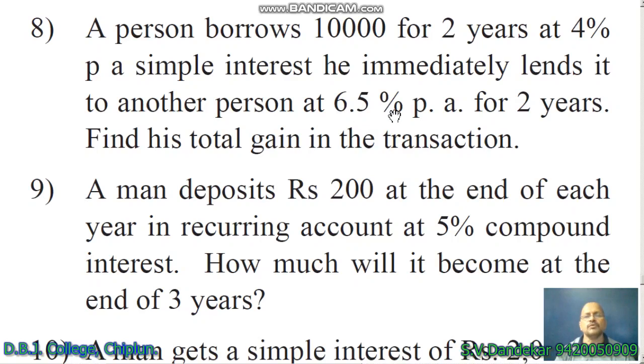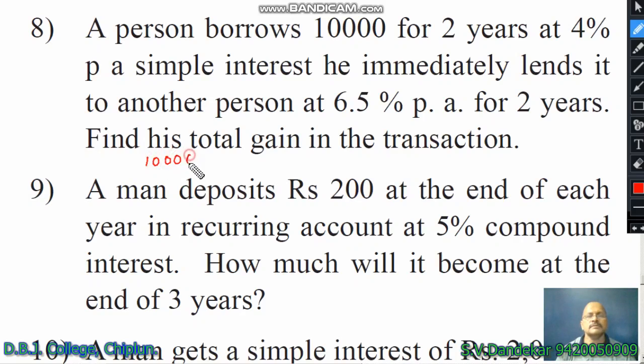The difference is 2.5, and therefore the gain of this person is 10,000 into 2.5, the difference, for 2 years. The answer is 500, because 2.5 into 2 is 5, 5 into 100 is 500. 500 rupees is the gain in this transaction.